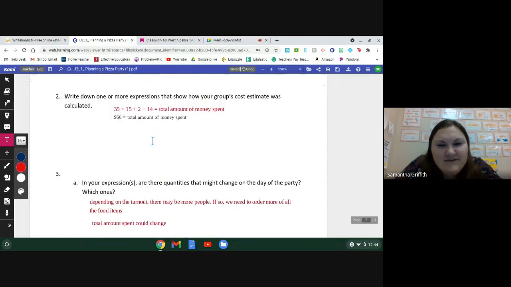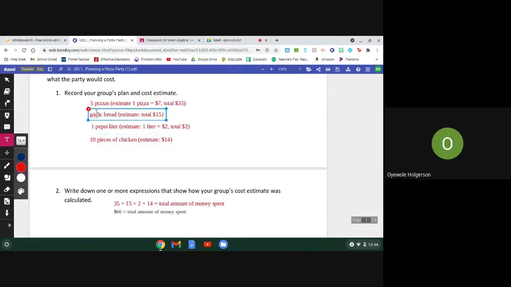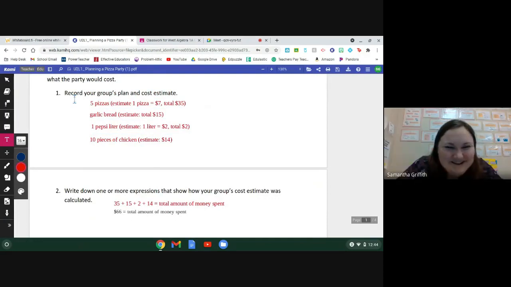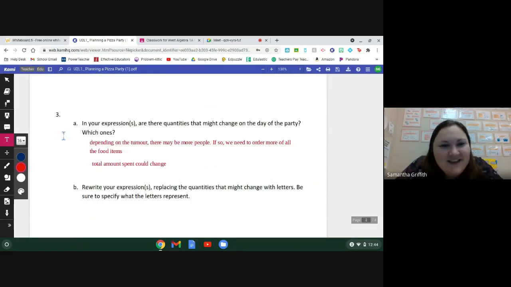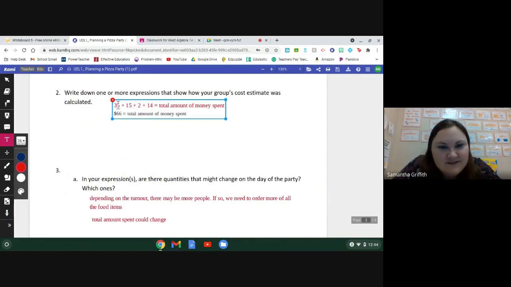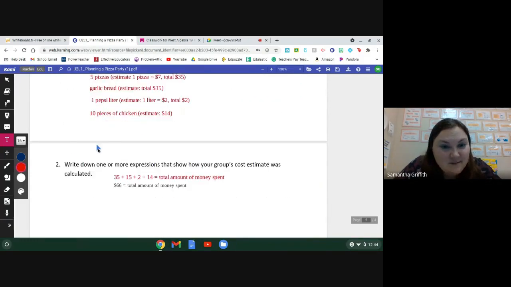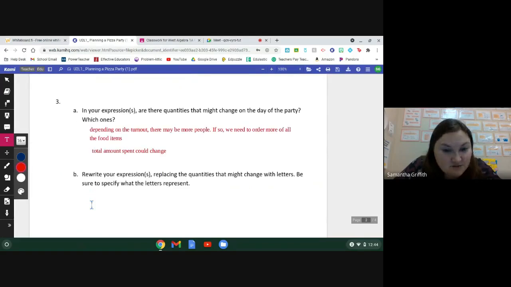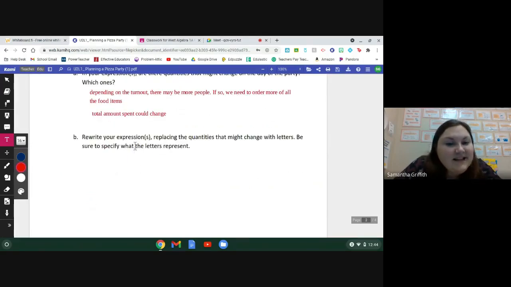Anything else we want to identify as something that might change? Io, do you have anything in your head? No, I'm okay with it. We're okay with these 2 things? Okay. So then this last part here is that expression we had earlier. This was based on these numbers we had come up with, but we're saying that some things could change. We are going to rewrite that expression and replace those quantities that might change with letters. You guys have seen this before. We're using variables. When you use those letters, we're going to describe what it stands for.